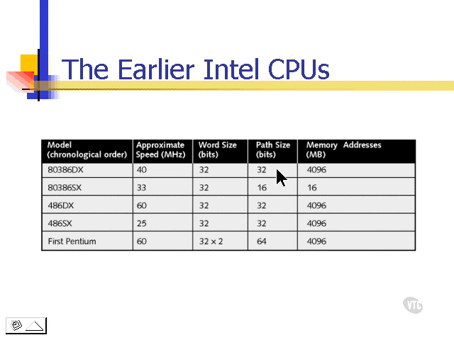That's like a 32-lane highway versus a 16-lane highway. But the difference is tremendous. A 16-bit path processor can address 16 megabytes of memory, or 16 million bytes of memory. But a 32-bit path can address 4 billion, 4,000 million, in other words, bytes of memory. That's a huge difference just by doubling the path size.